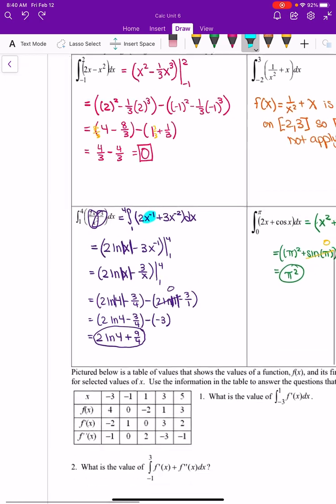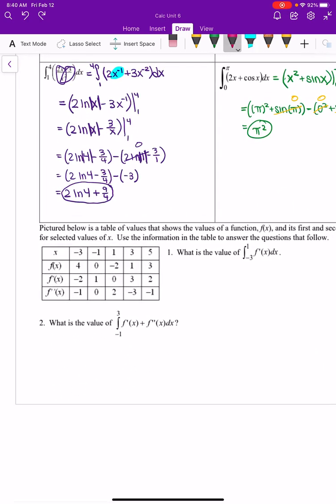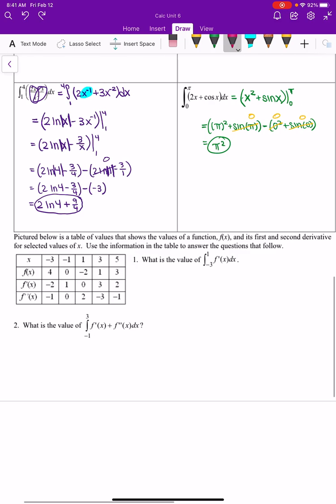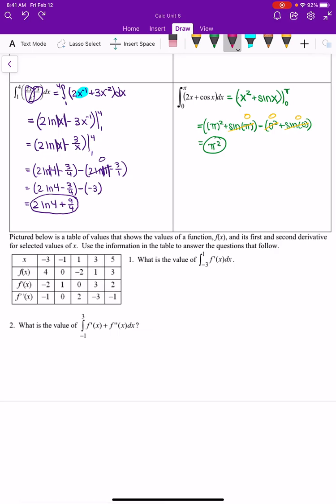All right, the AP exam loves table questions, so I like to throw these in wherever I can. It says, pictured below is a table of values that shows the values of a function f of x and its first and second derivative for selected values of x. Use this information in the table to answer the questions that follow.